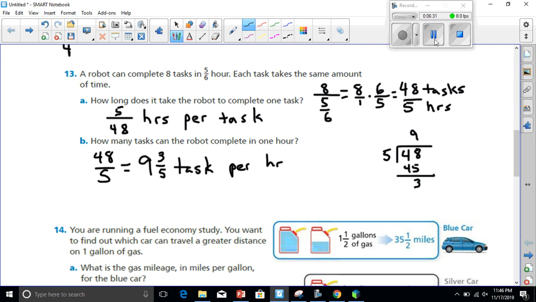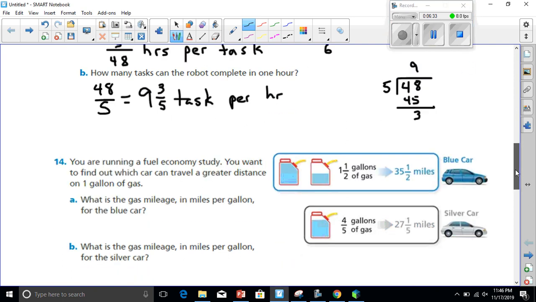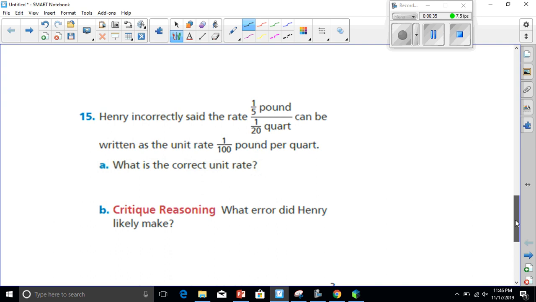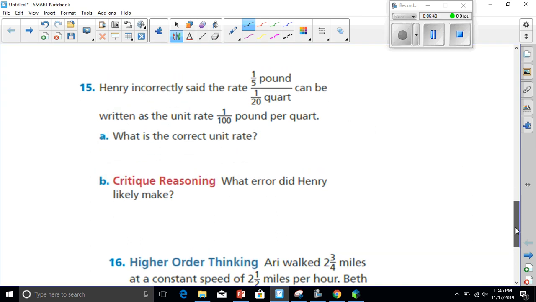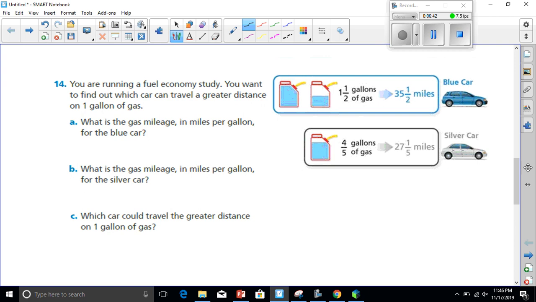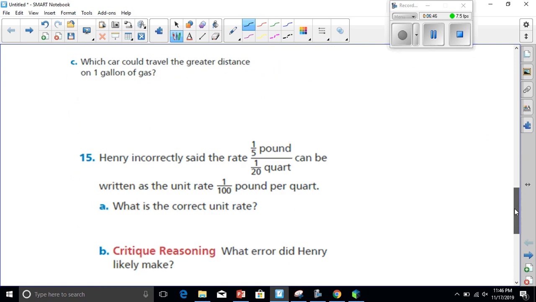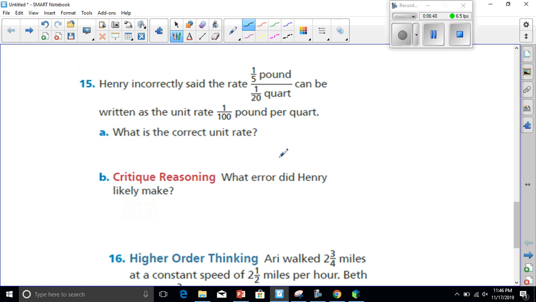All right. And we're headed down to number 15, which will be my last one. I'll let you take a good look at number 14 for those of you that are going to be doing your homework off the video. And 15 says, Henry incorrectly said that 1/5 pound over 1/20 quart can be written as the unit rate 1 over 100 pound per quart. What is the correct rate?